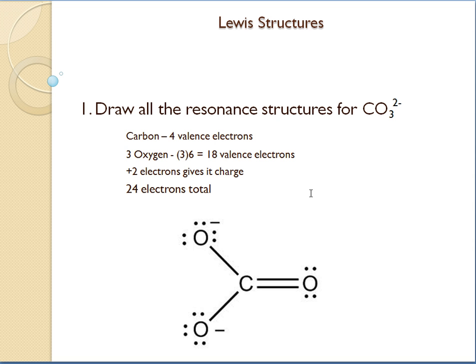So here's question number 1. Draw all the resonance structures for CO3 2-. So carbon has 4 valence electrons. Oxygen, there's 3 of them with 6, 18, plus 2 more electrons to give it the -2 charge. There's 24 total, and you have 1 oxygen that's double bonded to the carbon. The other 2 are single bonded, and they're each negative. That is the carbonate ion.